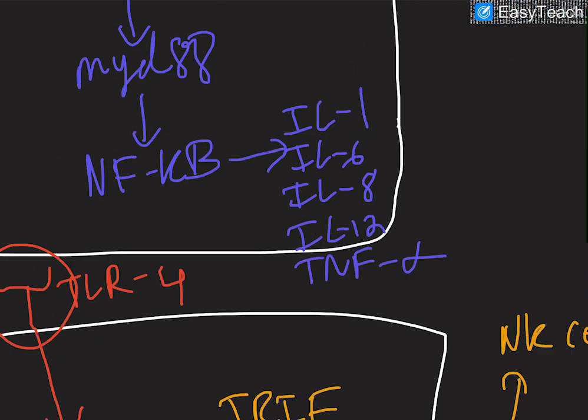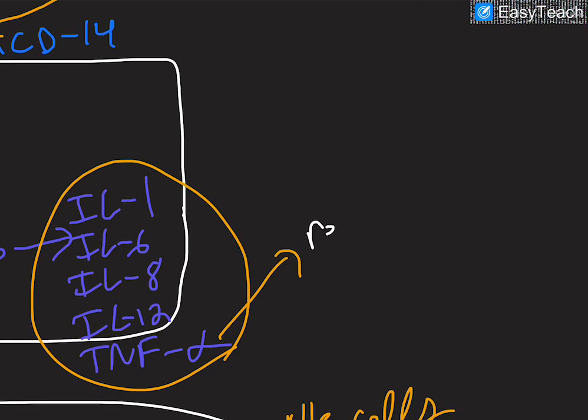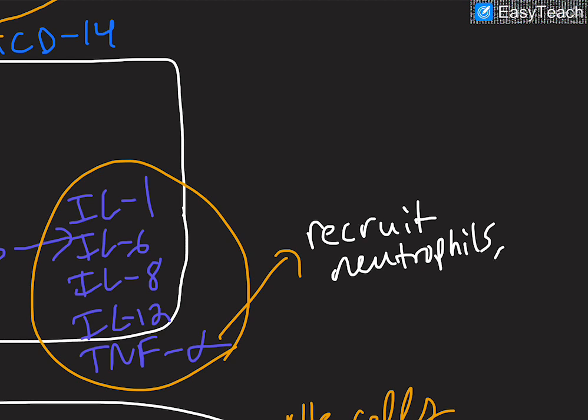Now, the MyD88 pathway led to the production of all these cytokines. Now, why is that important? For example, TNF alpha can recruit neutrophils. Okay, so let's write in a different color. It can definitely recruit neutrophils. And it can induce a lot of vasodilation. Okay, a lot of vasodilation.